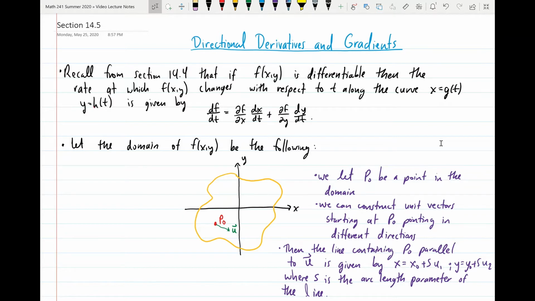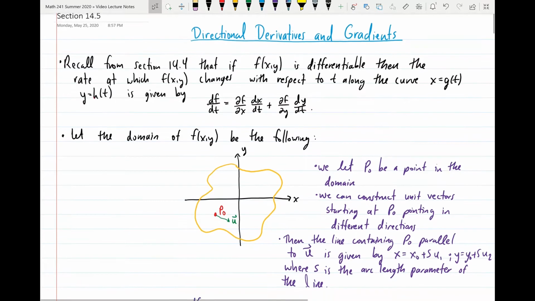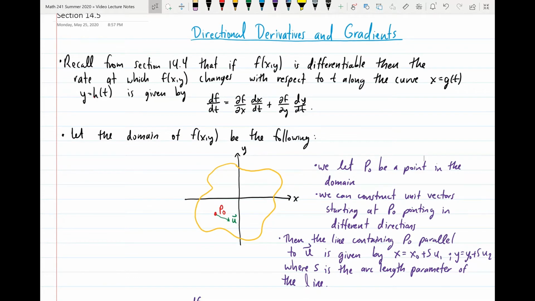So let's start off by recalling from the last section, section 14.4, that if we have a function in two variables, f of x, y, and that function is differentiable, then the rate at which f of x, y changes with respect to some parameter t along the curve given by x equals g of t and y equals h of t is given by this expression down here. And this expression was developed with the chain rule.